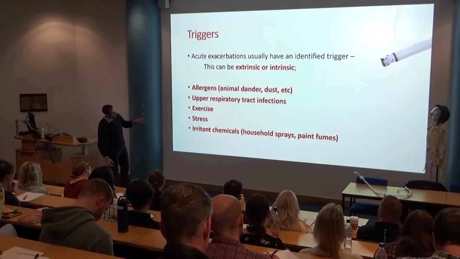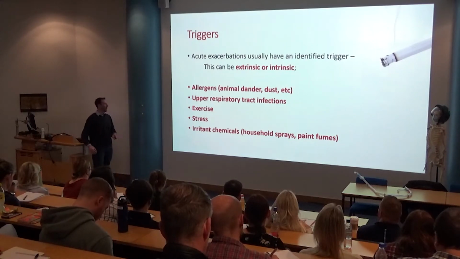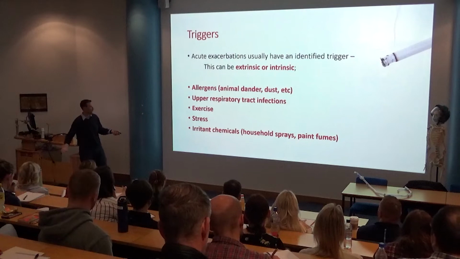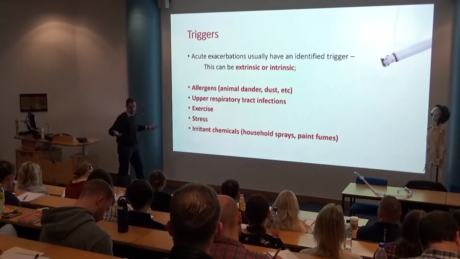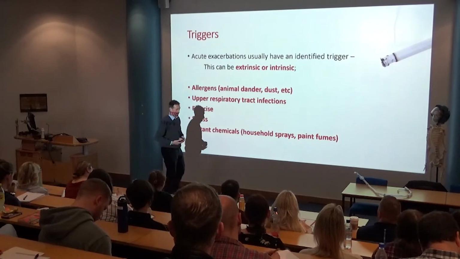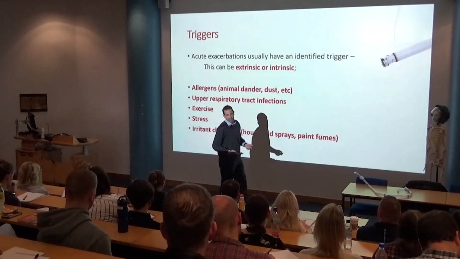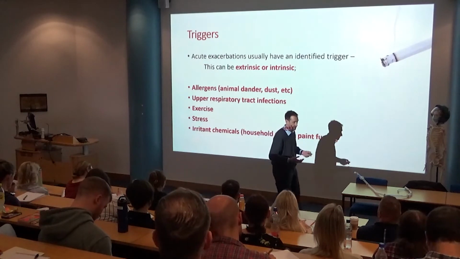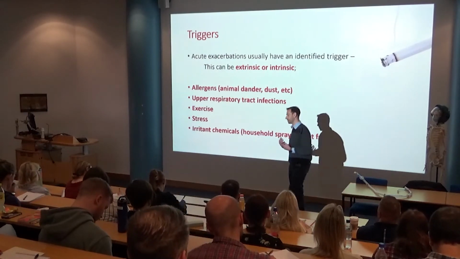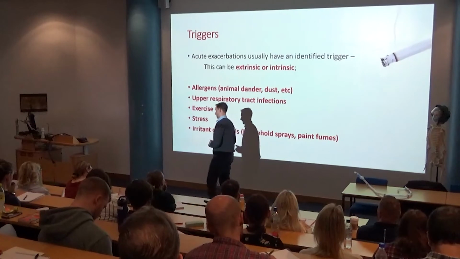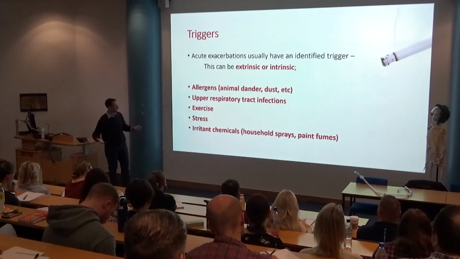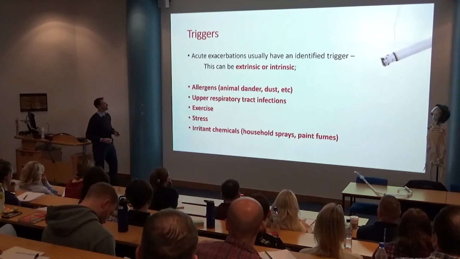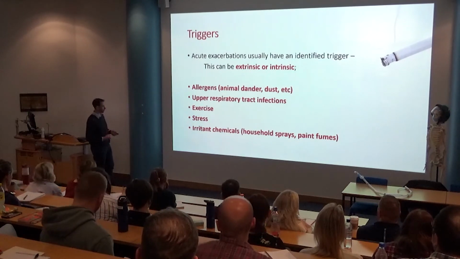And the intrinsic triggers are an infection. So an upper respiratory tract infection can lead to an asthma attack. Exercise-induced asthma, it's a thing as well. That is an intrinsic trigger. Stress-induced asthma attack as well, I get that. So those are the kinds of things that are intrinsic triggers.